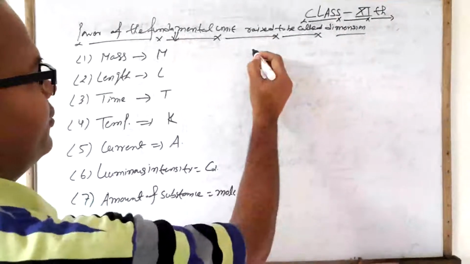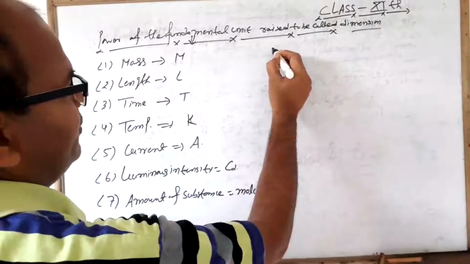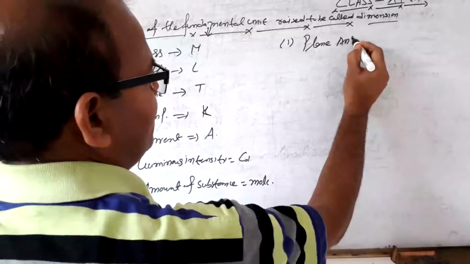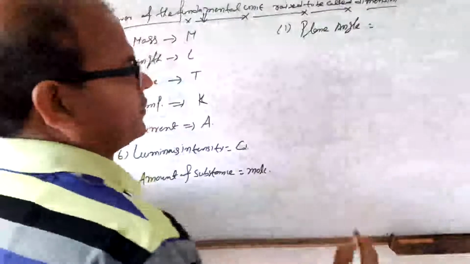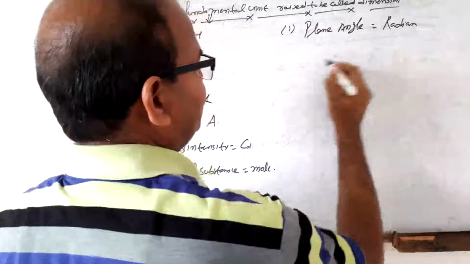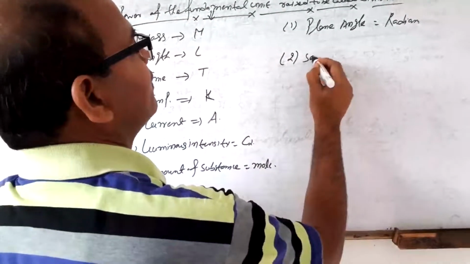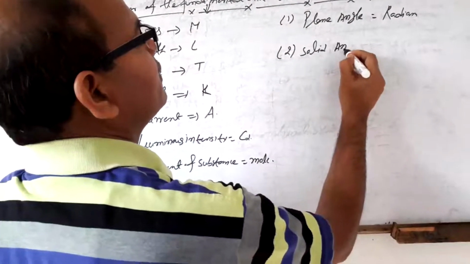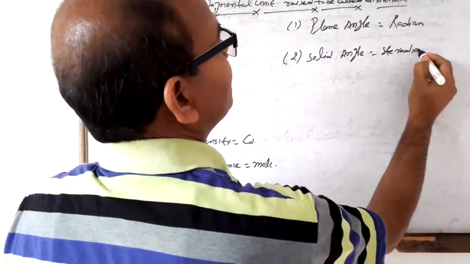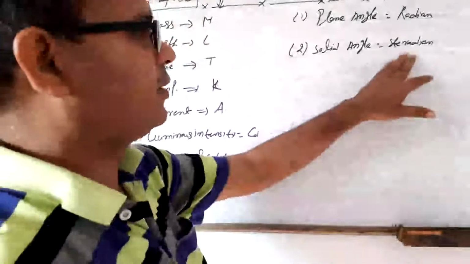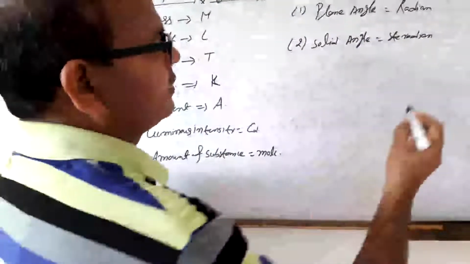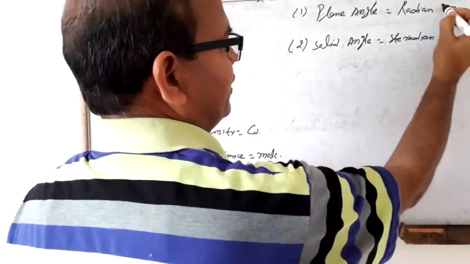And there are 2 supplementary units. What are the 2 supplementary units? First is the plane angle, measured in radian. Second is the solid angle, measured in steradian. Radian and steradian are both the 2 supplementary units.